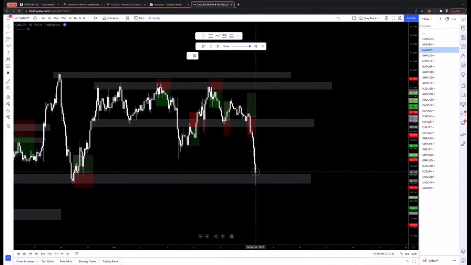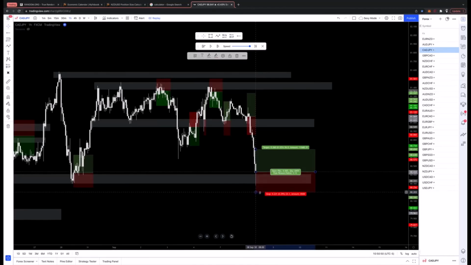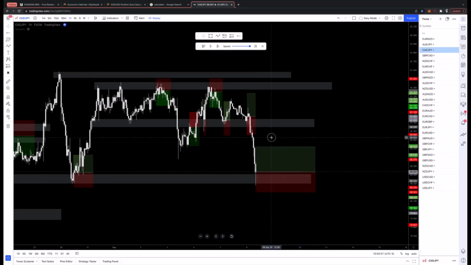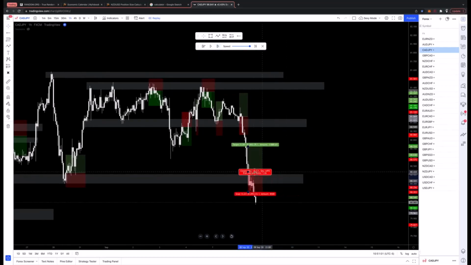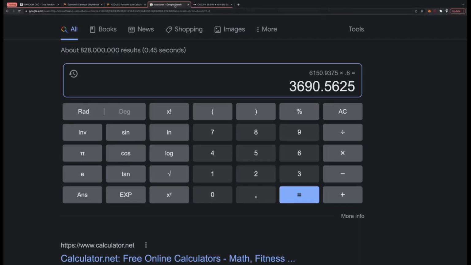Tested the support zone, bounced, closed with a bullish rejection. Entry there, stop just below the zone and the wick, and TP right there. So there we go. Let's see what happens. So this one is the stop loss too. So no bueno.